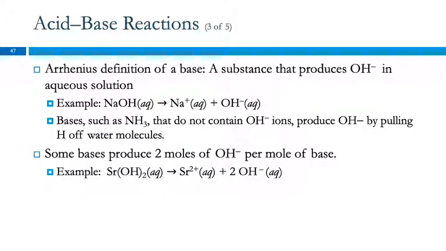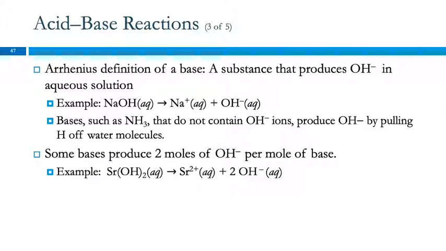So the Arrhenius definition of a base is a substance that produces hydroxide ions in aqueous solution. So things like sodium hydroxide. Sodium hydroxide, a soluble ionic compound, separates into sodium and hydroxide ions. There's the hydroxide ions. This is a base.